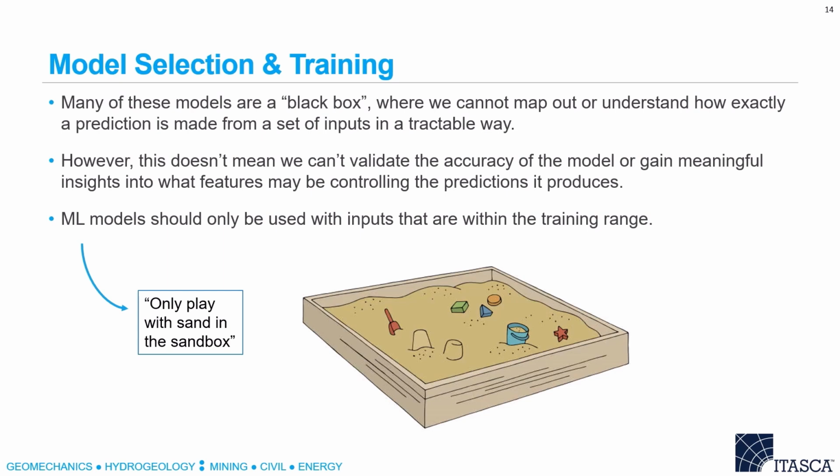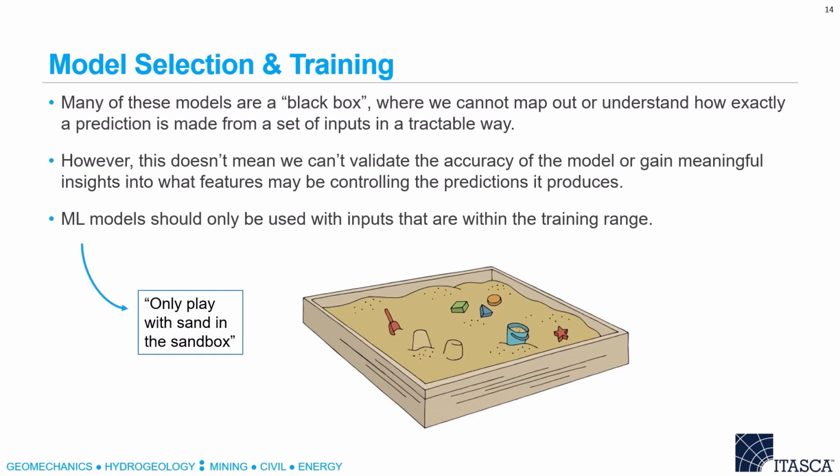A final important note here is that machine learning models should only be used with inputs that are within the training range. A good analogy for this is fitting a high-order polynomial to some data points in 2 dimensions. You wouldn't fit a complex polynomial in a small range and then use that far outside this window. They tend to blow up outside this range and give values that are either very positive or very negative. Machine learning models are the same way.